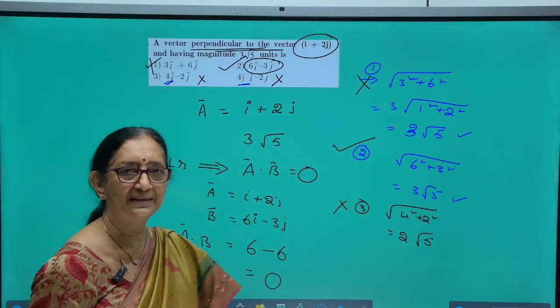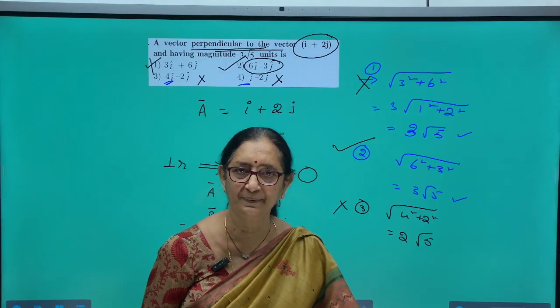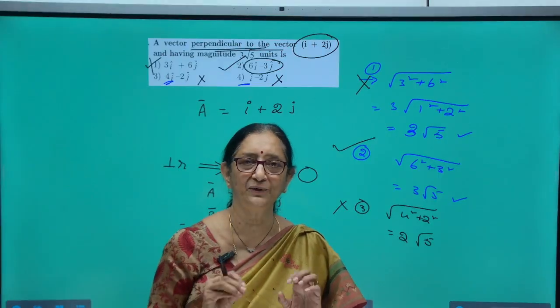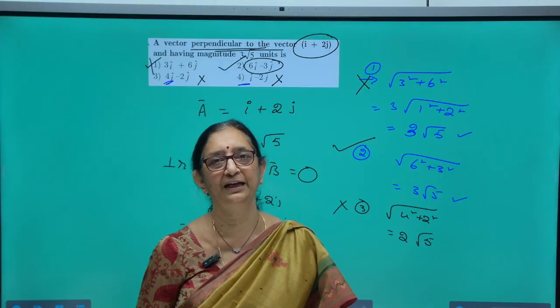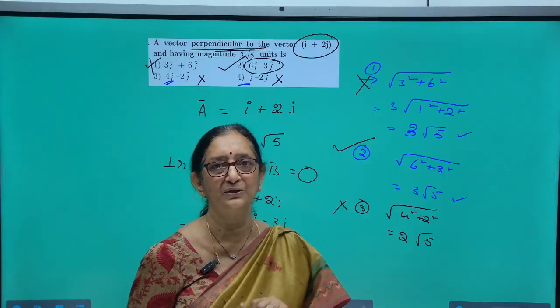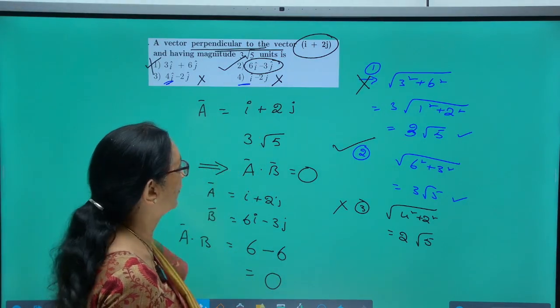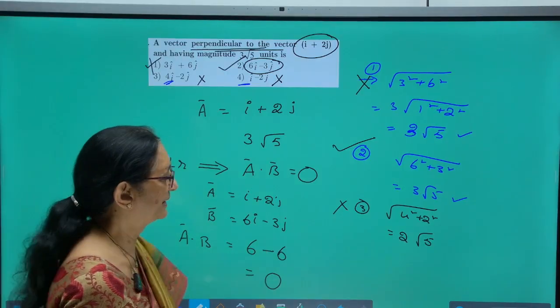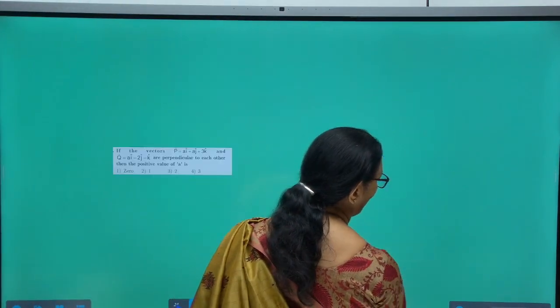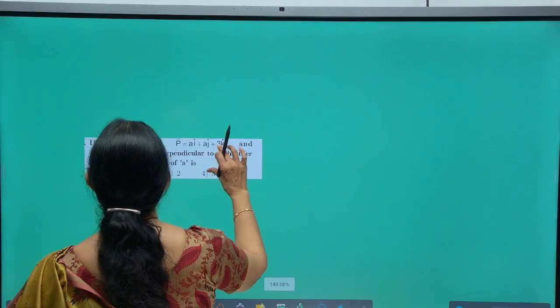As the two vectors are perpendicular, their dot product must be 0. And the magnitude of the vector must be equal to 3 root 5. So, those two conditions are satisfied for the second option. So, for that question, the second option is the right choice. Now, let us go to the next problem.